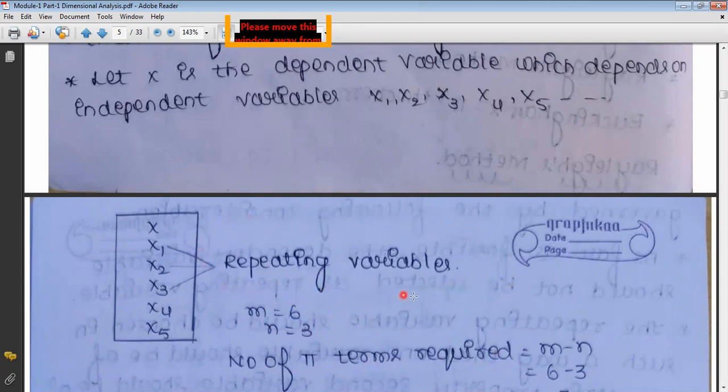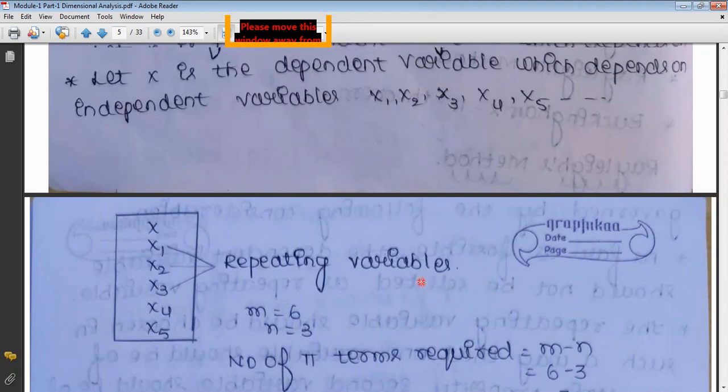Repeating variables should be selected in such a way that one variable should be of geometric property like length, width, breadth, etc. The second repeating variable should be of fluid property like density, specific weight, viscosity, surface tension, like that. The third repeating variable should be of flow property like velocity, acceleration due to gravity, revolutions per minute or angular acceleration, like that.